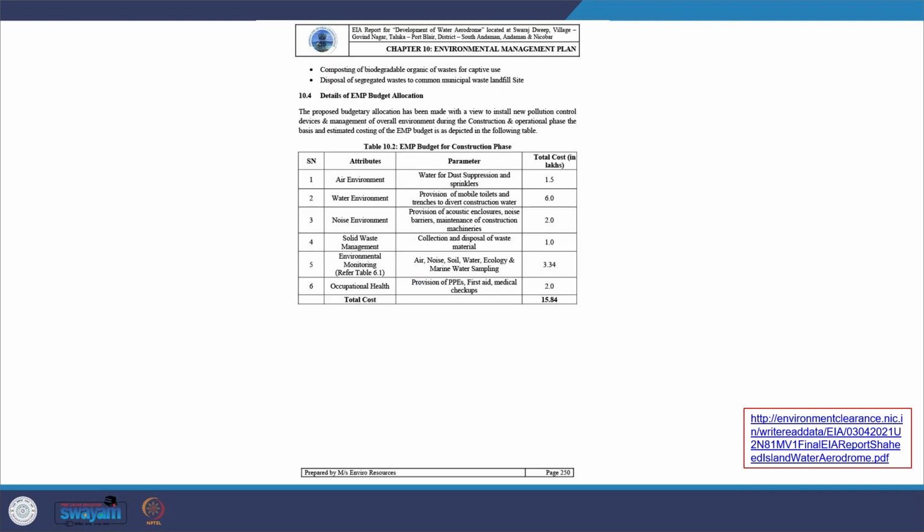We do not see the social management plan here, but we do see the environmental management plan, like how different physical environments will be taken care of and what kind of budget has been allocated for the purpose.